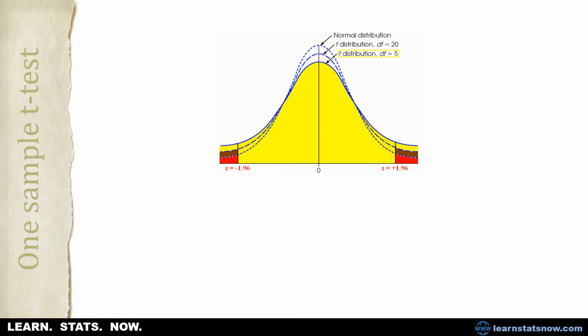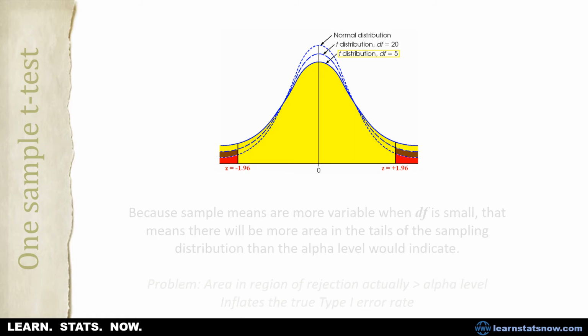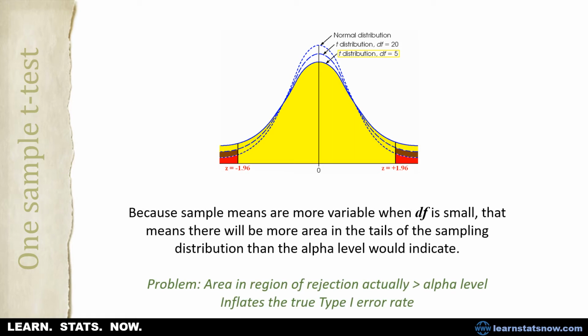And so the question is, does that amount of area really amount to 0.05 of the area under the curve, or is it more than that? Because sample means are more variable when degrees of freedom is small, the distribution gets flattened out, more platykurtic. That means there will be more area in the tails of the sampling distribution than the alpha level would indicate.